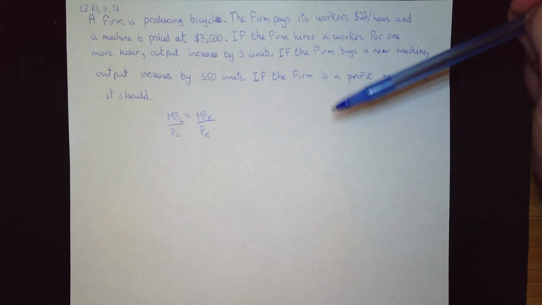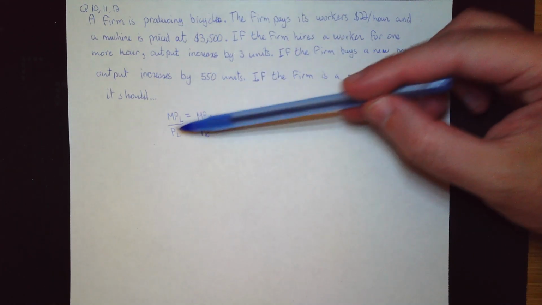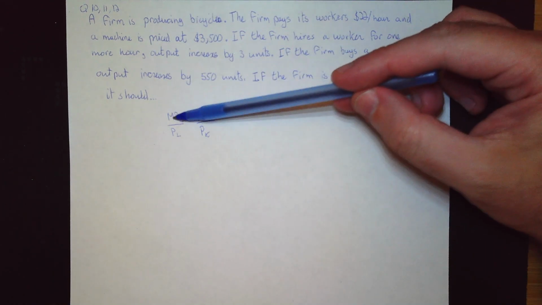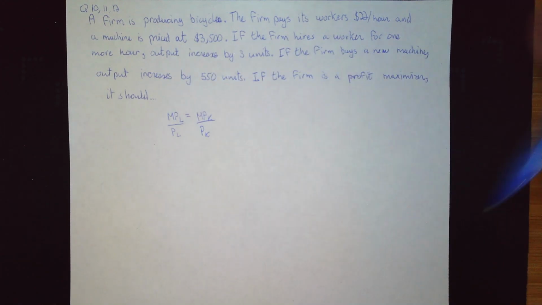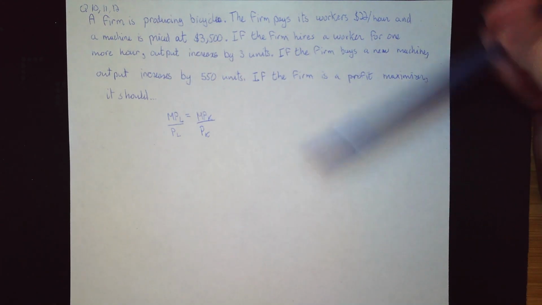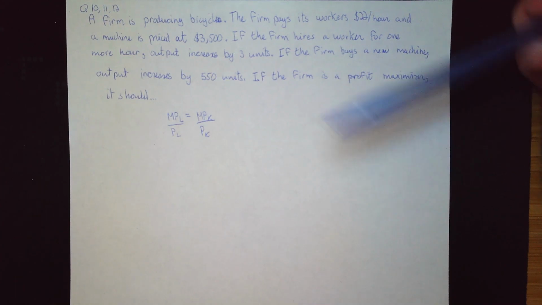So the only thing we have to do here is verify which one of these two sides of the equation is bigger. If the left-hand side is bigger, the firm should hire more workers. If the right-hand side is bigger, the firm should buy more capital.